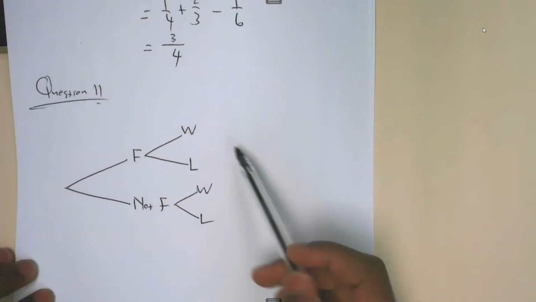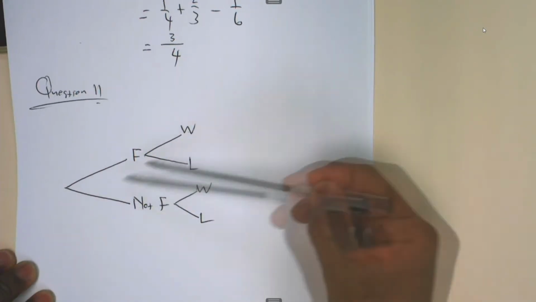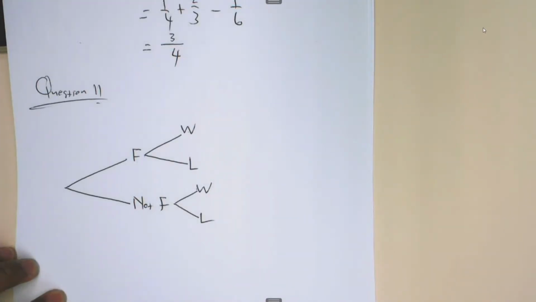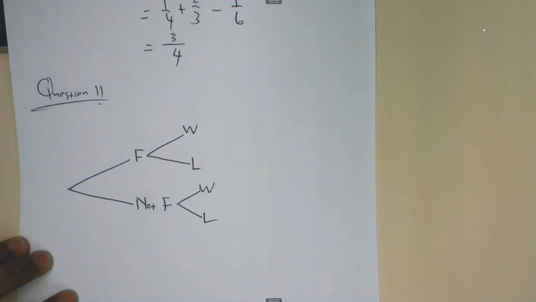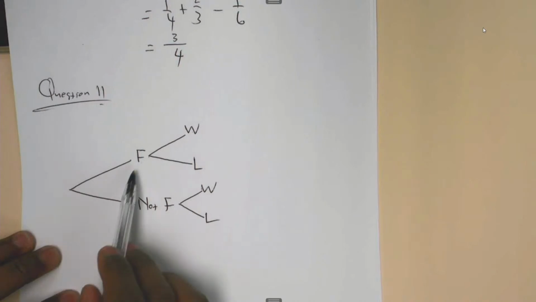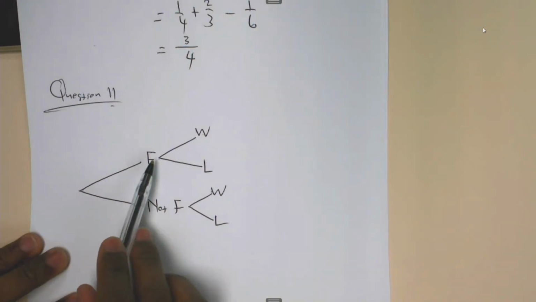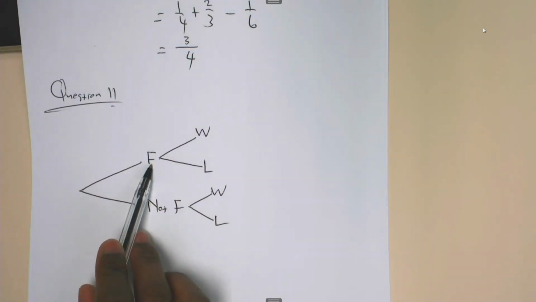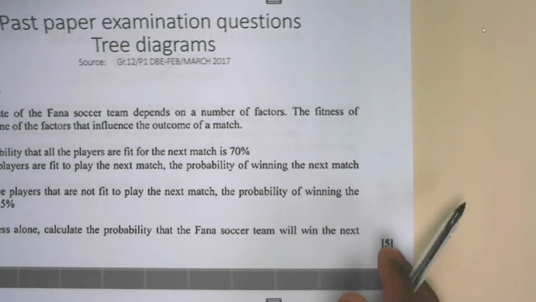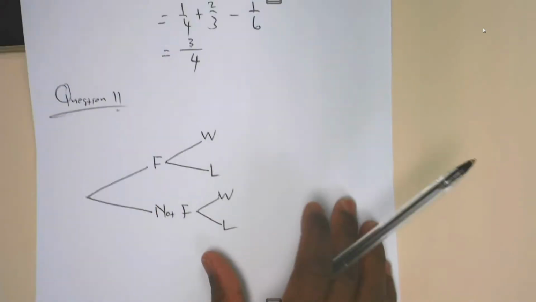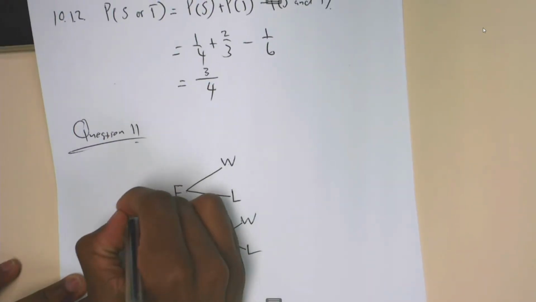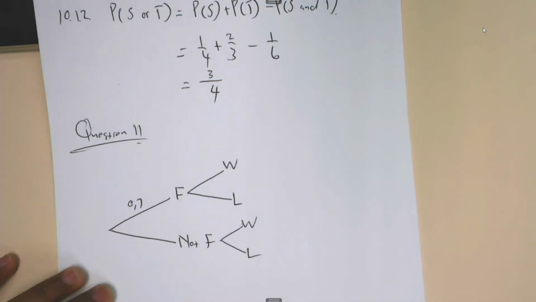Because from the structure, we'll then have to write down the probabilities of each event occurring. So the probability of them being fit, remember it's 70%. Probabilities can be expressed as a fraction, decimal, or percentage. They told us here it's 70%, the probability of them being fit for the next match. So I'll express this probability as a decimal. So we'll have 0.7.